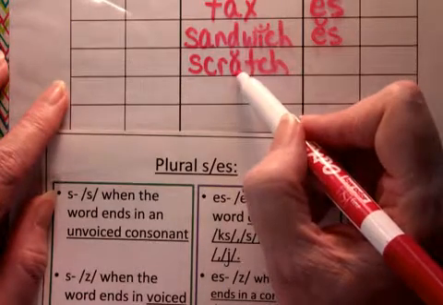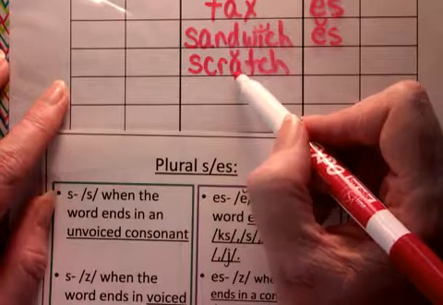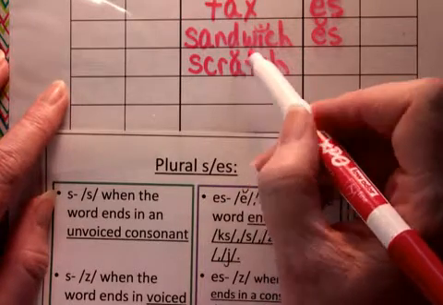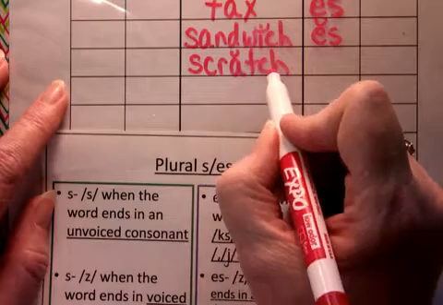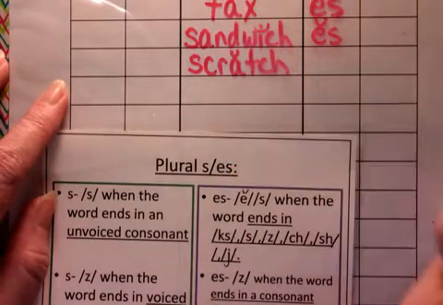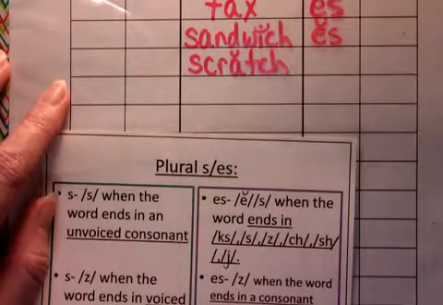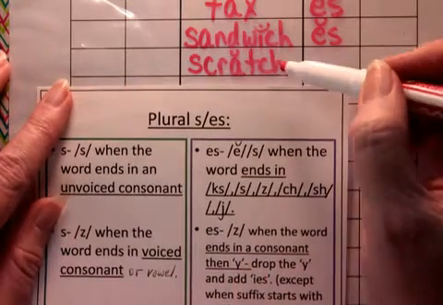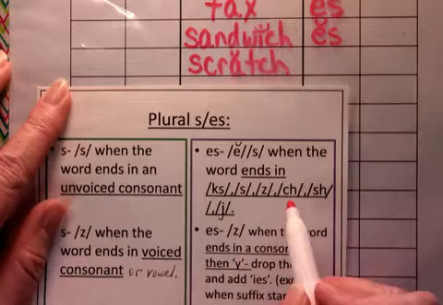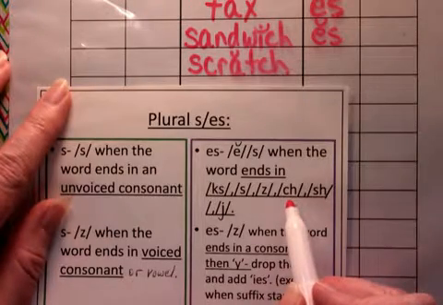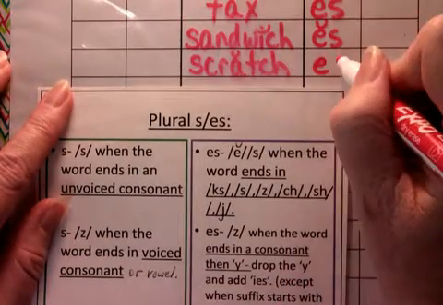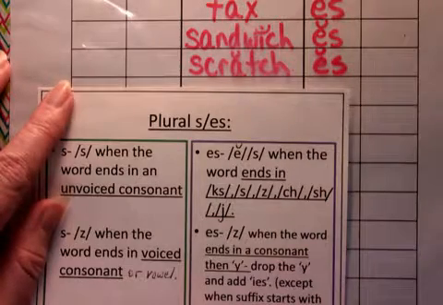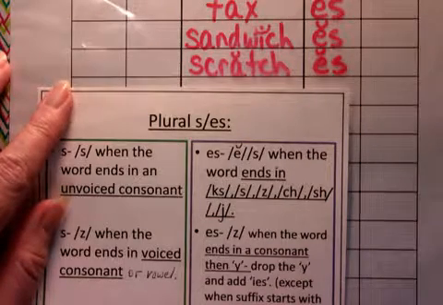One vowel in scratch, one syllable word. It's short, so ch is spelled with a TCH. Just to let you know why that's happening. The last sound in scratch is the ch sound, so we're going to add the ES, and it says S. Scratches.